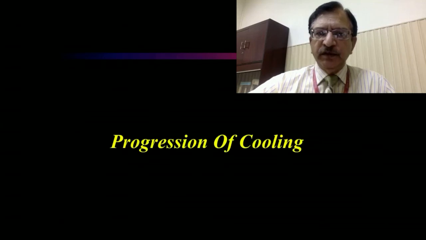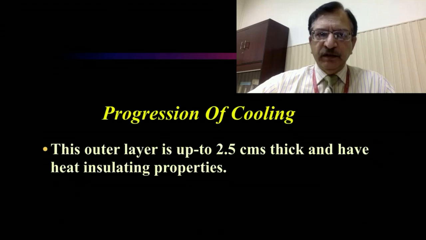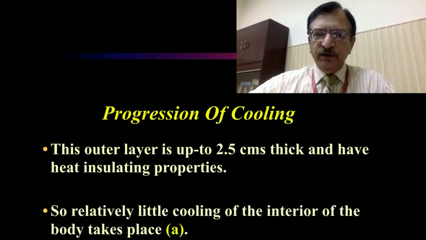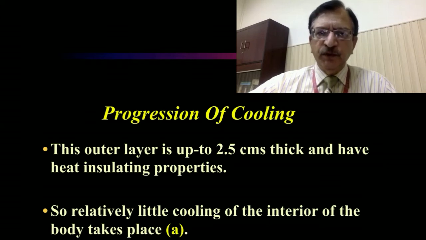So how does the human body cool? The progression of cooling in the human body: the outer layer, which is 2.5 centimeters thick, has heat insulating properties, the skin and subcutaneous tissues. So relatively little cooling of the interior of the body takes place. I'll show the curve next. This points to the fact that initially the temperature is maintained because of the insulating layer which is covering the whole body of the human.